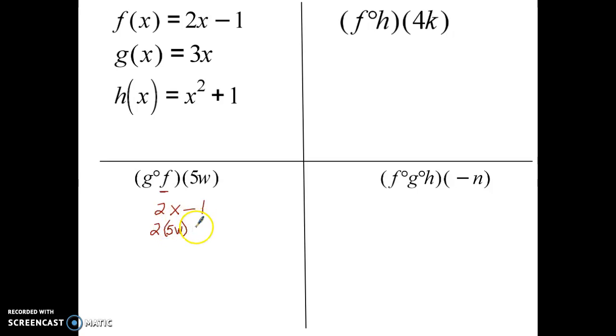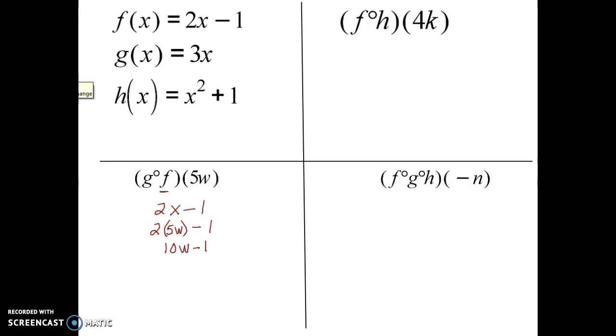It's not just a single number. The next thing I need to do is just simplify my expression. And I'm left with 10w minus 1. Those two are not like terms. I can't combine them to make it a 9w, so it remains as 10w minus 1.